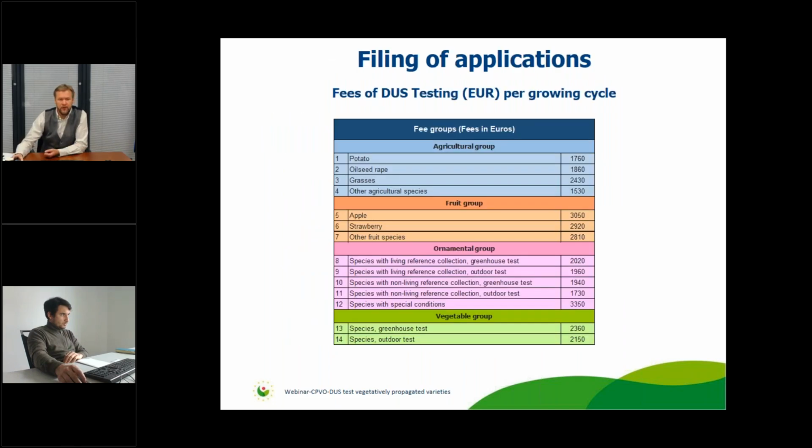Here an overview on the fees for the technical examination. For vegetatively propagated crops, these are the potatoes, and the great majority is the fruit and the ornamental crops. The fees vary from 1,730 euros going up to 3,350 euros per growing cycle. This means for an apple variety, usually tested for 4 years, the fee of 3,050 euros has to be paid 4 times.